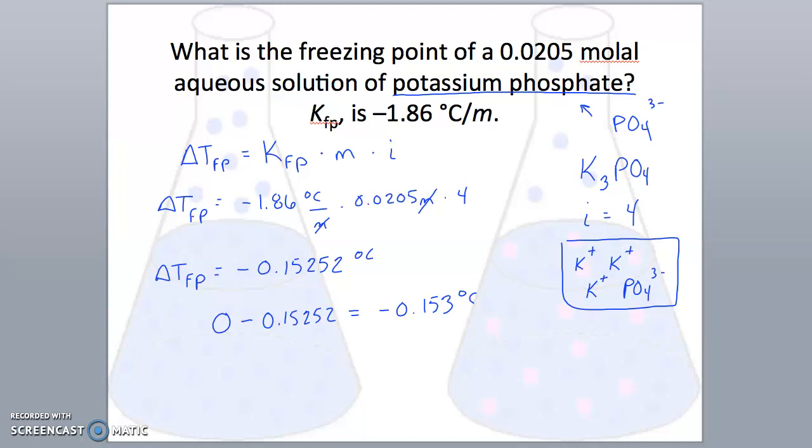So when we solve this, we get our change in temperature, freezing temperature, which is equal to negative 0.15252 Celsius. So really our initial is 0, and it went down 0.15252. So our answer here is going to be negative 0.153 to 3 sig figs.